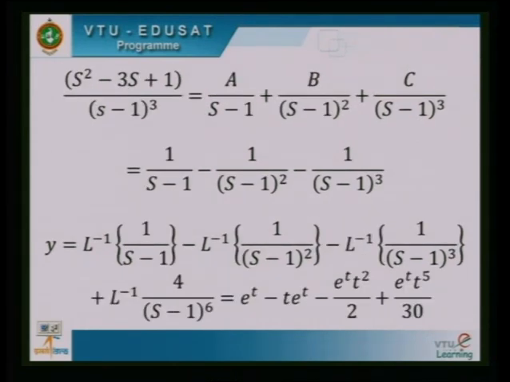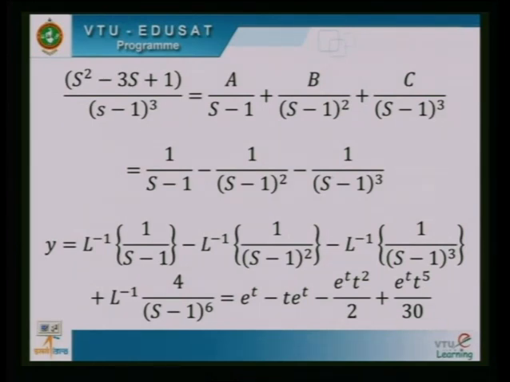Now you can solve by partial fractions. (s² − 3s + 1) divided by (s − 1)³ can be written as A divided by (s − 1) plus B divided by (s − 1)² plus C divided by (s − 1)³. Multiplying throughout the equation by (s − 1)³, s² − 3s + 1 is equal to A(s − 1)² plus B(s − 1) plus C into 1 only.